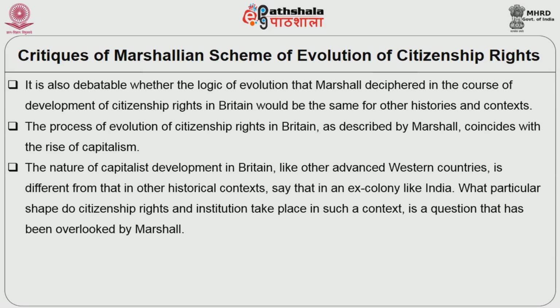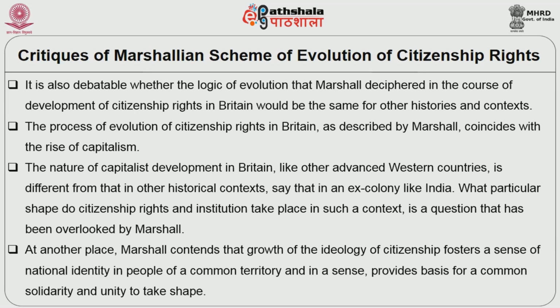What particular shape citizenship rights and institutions take in such a context is a question that has been overlooked by Marshall. At another place, Marshall contends that the growth of the ideology of citizenship fosters a sense of national identity in people of a common territory and in a sense provides the basis for a common solidarity and unity to take shape.